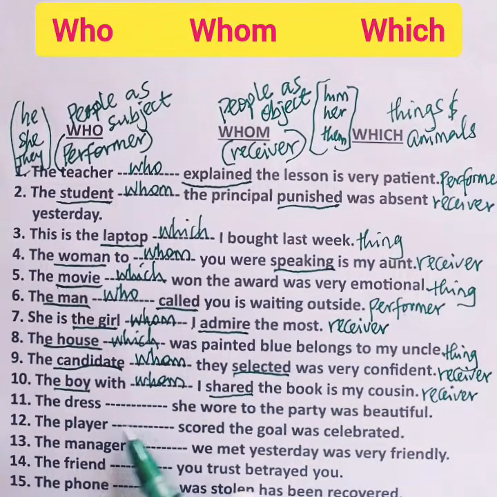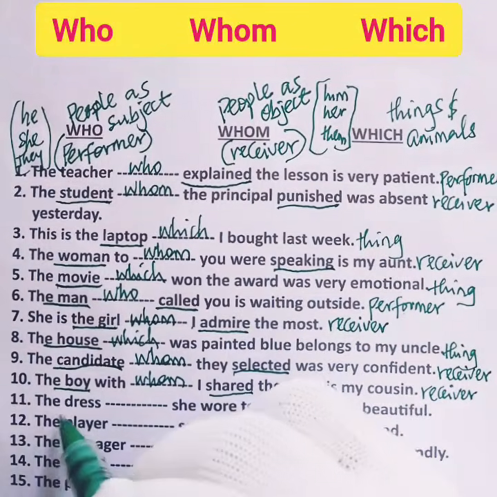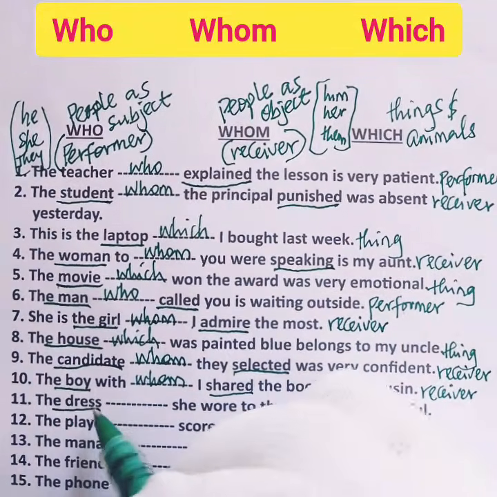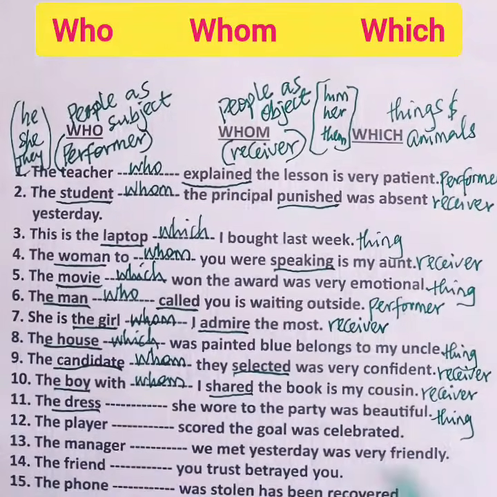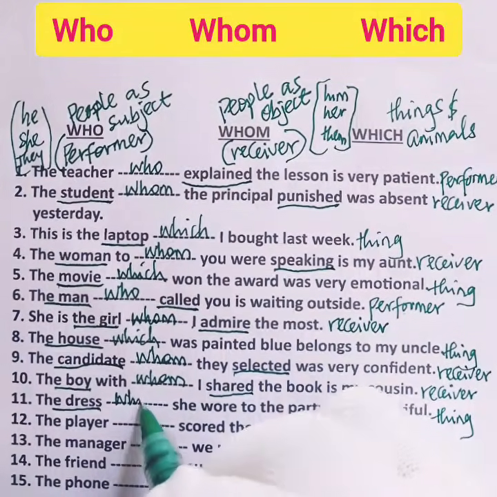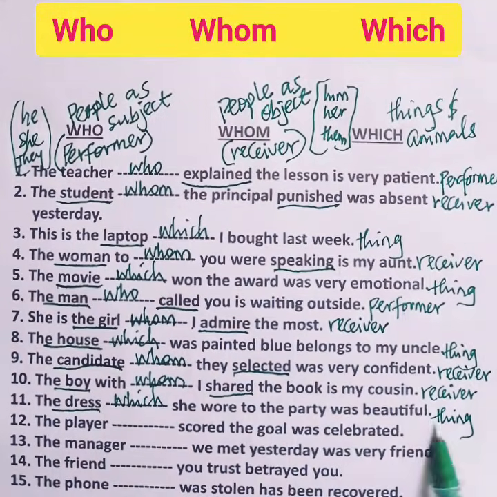11. The dress blank she wore to the party was beautiful. The key word is dress, and dress is not a human, it is a thing. So the correct word to use is which. The dress which she wore to the party was beautiful.